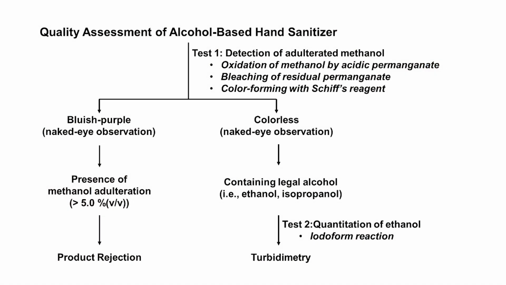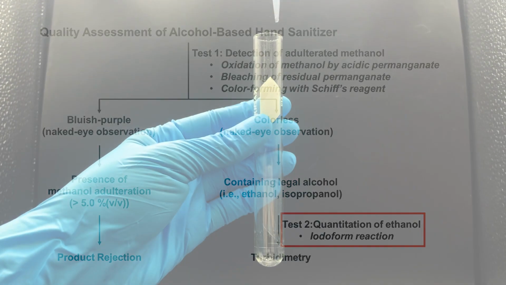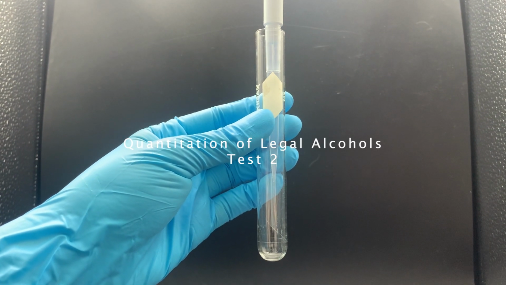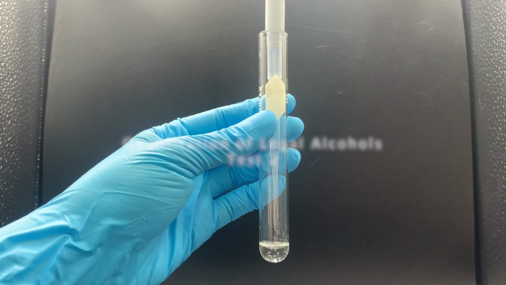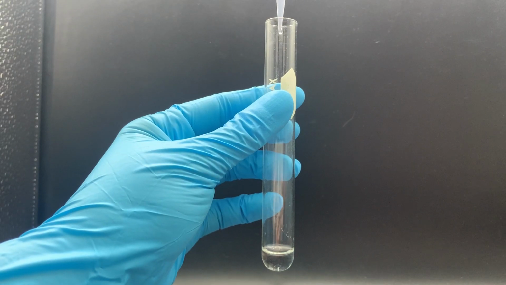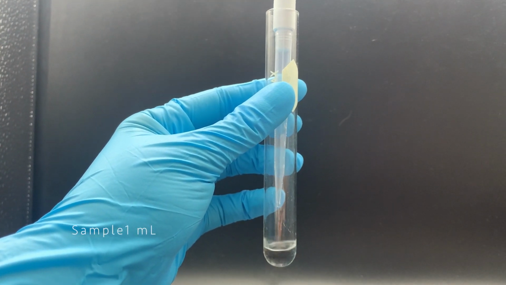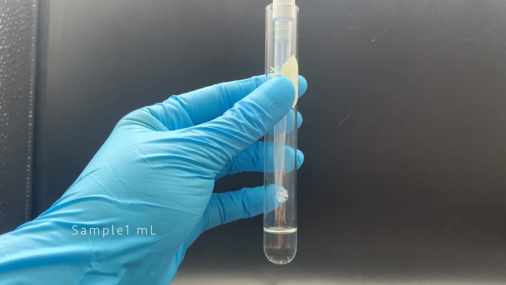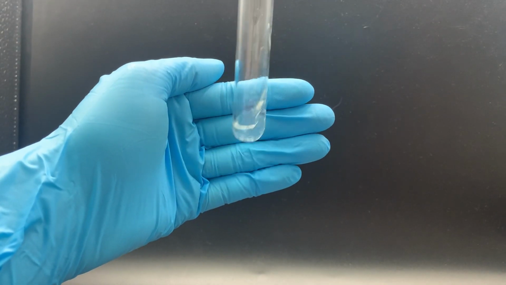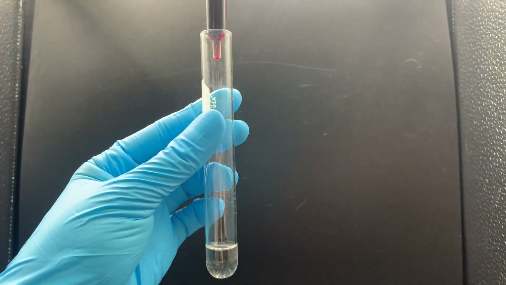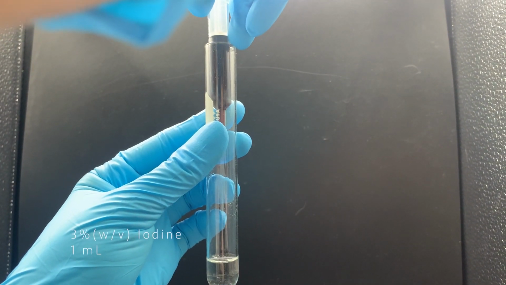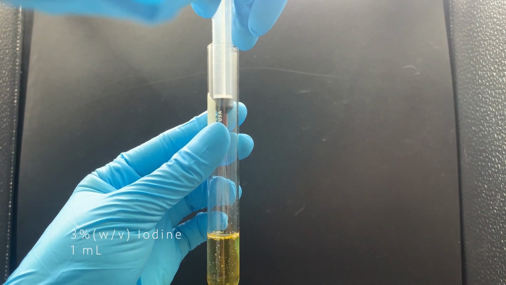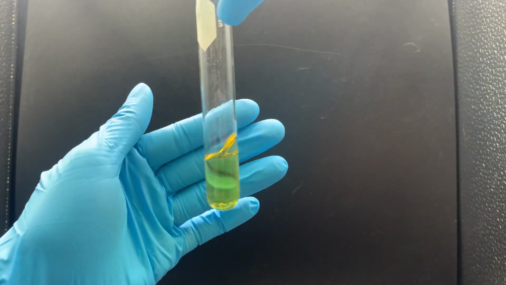After test 1, test 2 is then performed to quantify the concentration of ethanol and isopropanol in hand sanitizer. Firstly, 1 ml of sodium hydroxide is added into a reaction vial, followed by addition of 1 ml of 1.75-fold diluted sample, and swirl for 1 minute. Then, add 2 ml of iodine, and swirl for a minute.